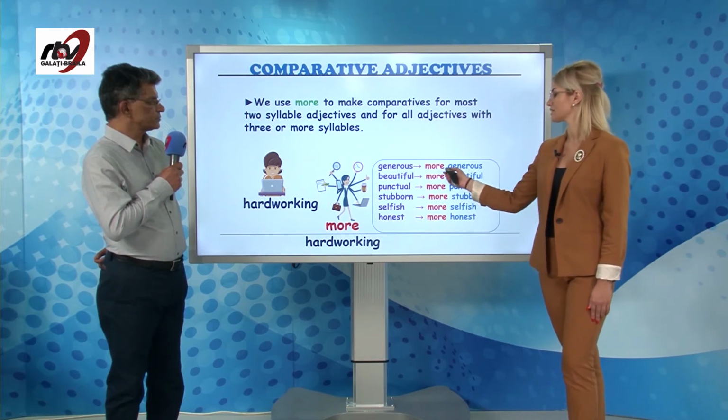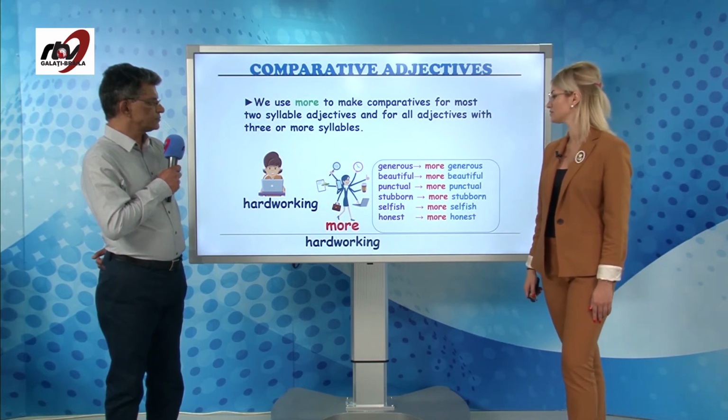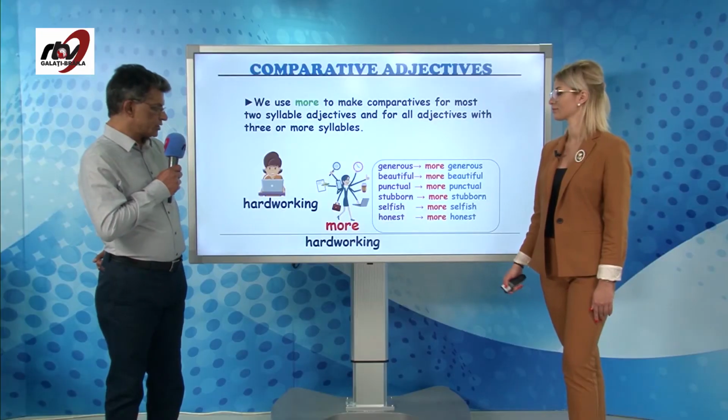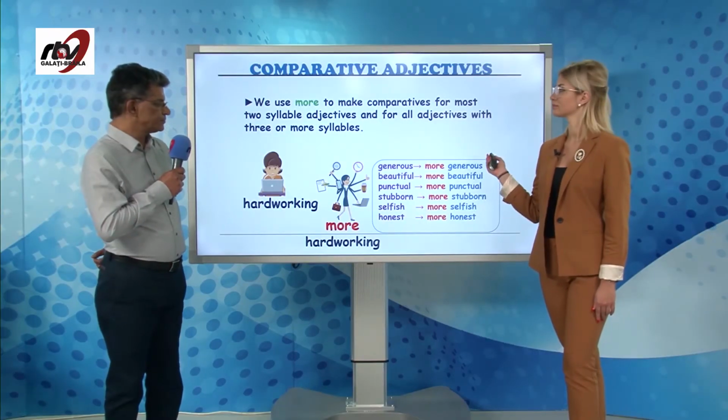And we can notice in the examples generous, more generous, beautiful, more beautiful, punctual, more punctual, stubborn, more stubborn, selfish, more selfish, honest, more honest, hardworking, more hardworking.